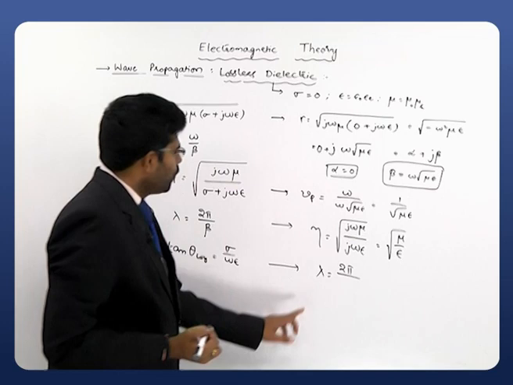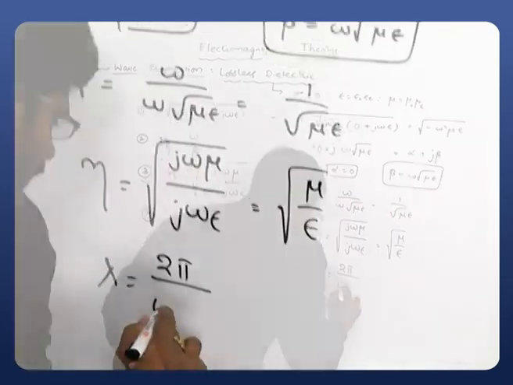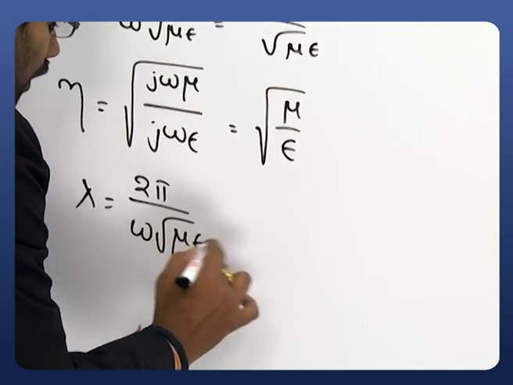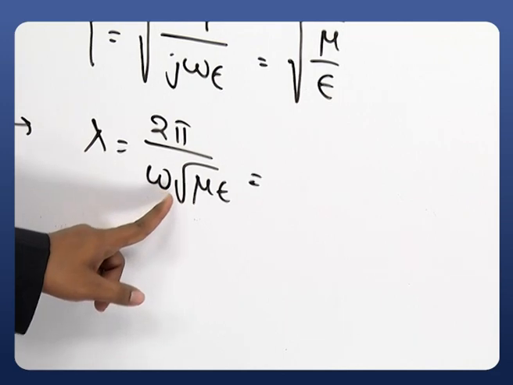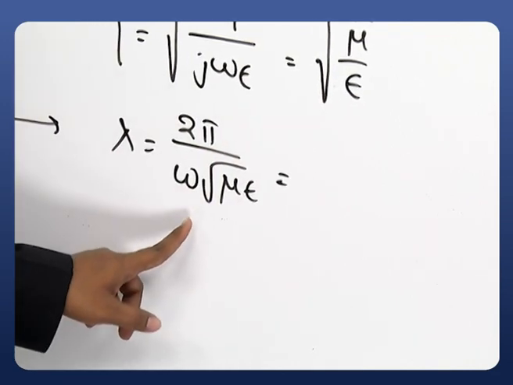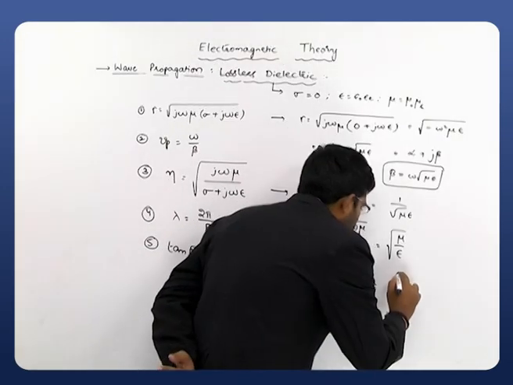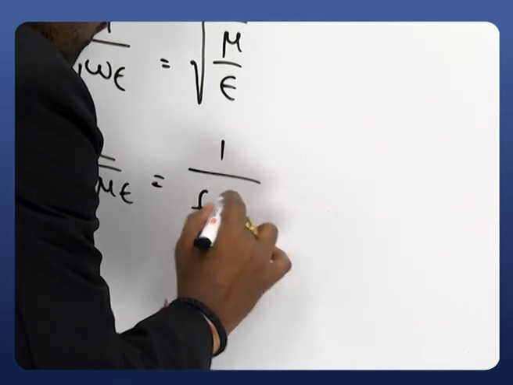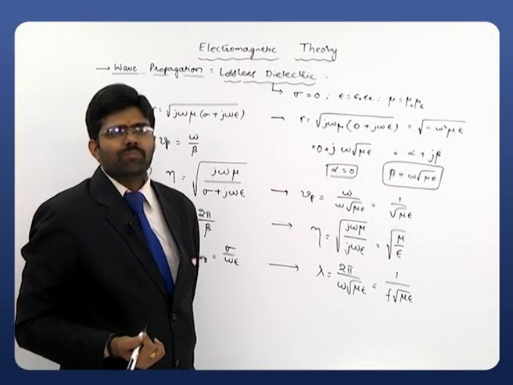Next, wavelength. Lambda is 2 pi by beta. What is beta? From this, beta is omega root mu epsilon, so 2 pi by omega root mu epsilon, which can be written as 2 pi f by omega. If we multiply by f on the numerator and denominator, 2 pi f is omega, and omega will be cancelled. So lambda is equal to 1 by f root mu epsilon. That is nothing but our wavelength.